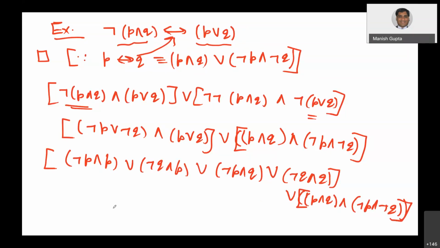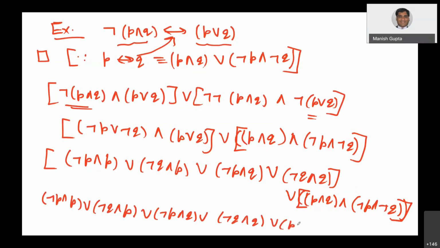After simplification, I'm just writing the whole thing now: negation of P meet negation of P, join negation of Q meet P, join negation of P meet Q, join negation of Q and P, join P Q, join negation of P negation of Q. Okay, so this is one form. Of course, this is not unique. So DNF is not unique. Similarly, CNF, conjunctive normal form, is also not unique. So this is an example for this.